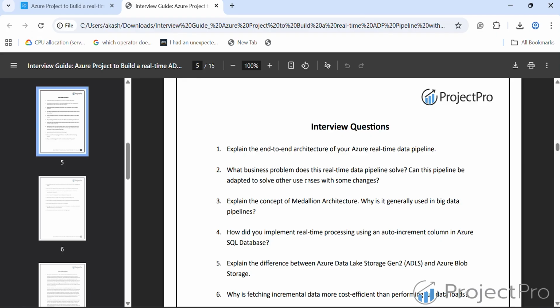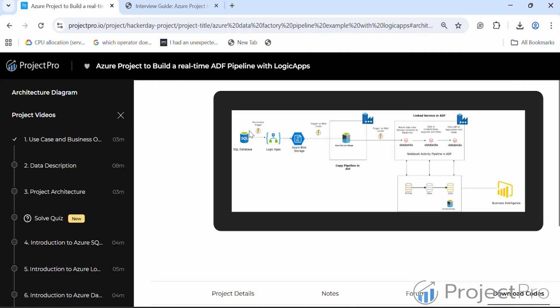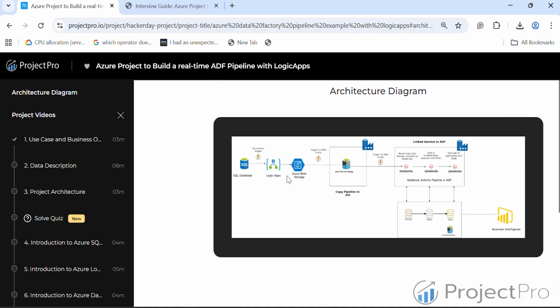So this is the next interview question: what business problem does this real-time data pipeline solve? It's a very basic question because the interviewer wants to know whether this pipeline can be modified to solve other use cases as well. So what you can answer is, you can say that at a business level, this pipeline solves a very common but a very complex problem. Traditional pipelines reprocess the entire data set, whereas this pipeline processes only the new data whenever it arrives. As the data grows into more and more records, this approach becomes very good.